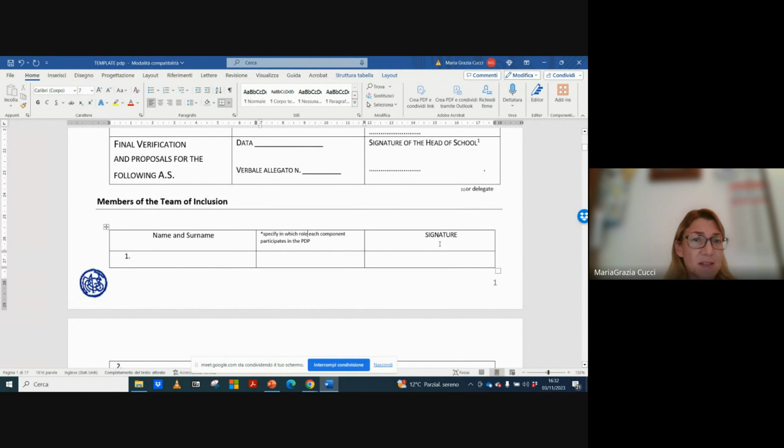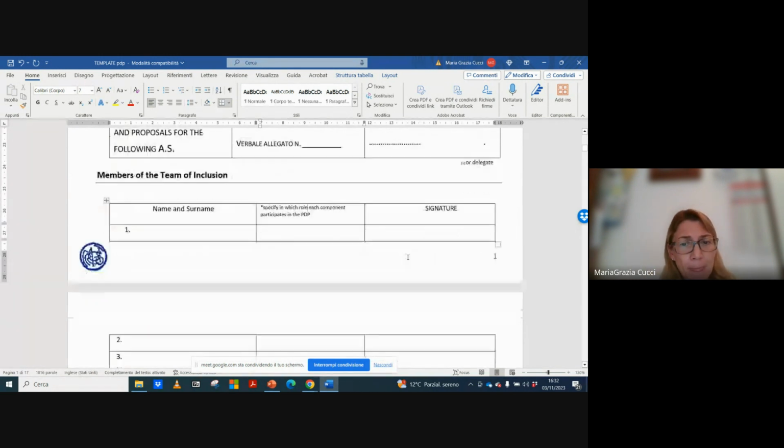The signature is needed because it is a sort of, well, maybe to say a contract is too much. It's a commitment. It is a commitment.